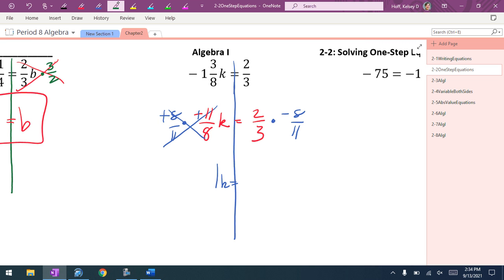On the right, can you simplify? No. I don't think so, right? You're good? Okay, multiply across. 2 times -8, -16. 3 times 11, 33. Check. Can you reduce? No.